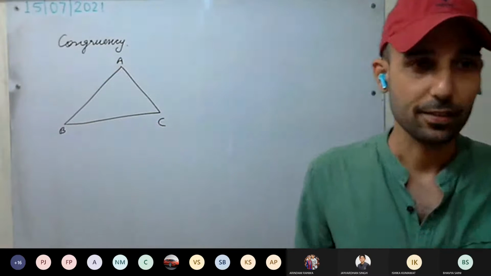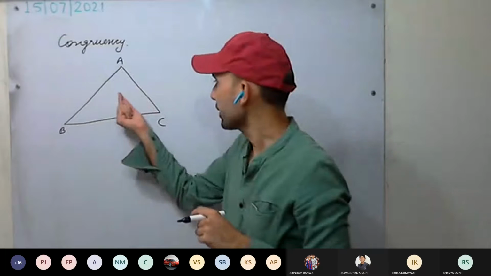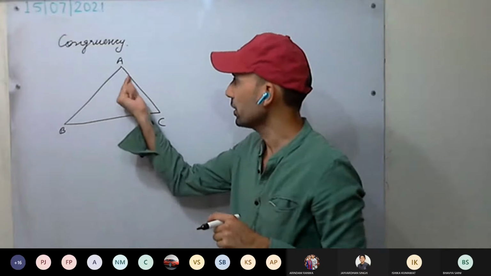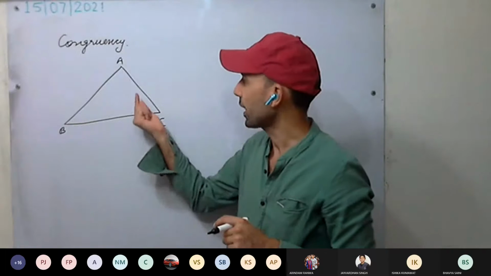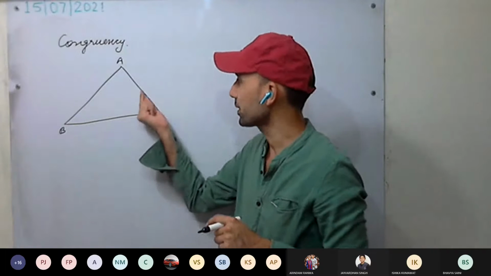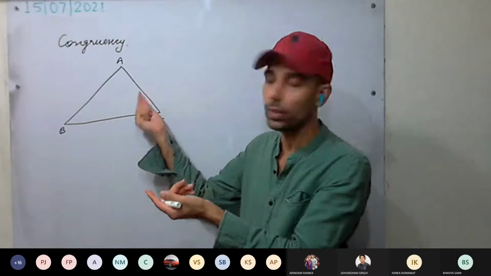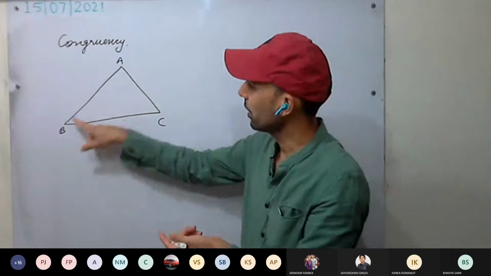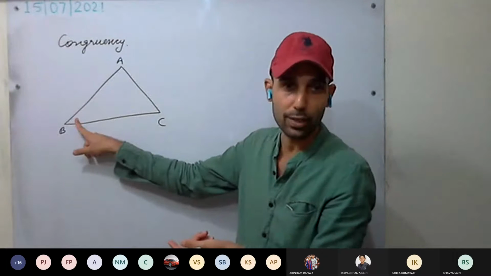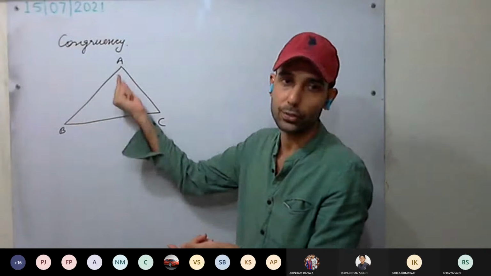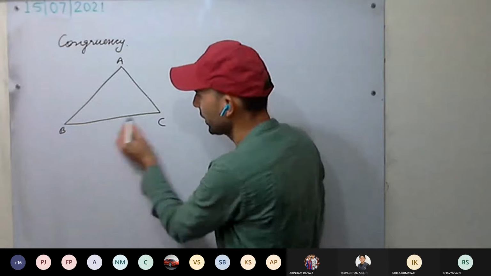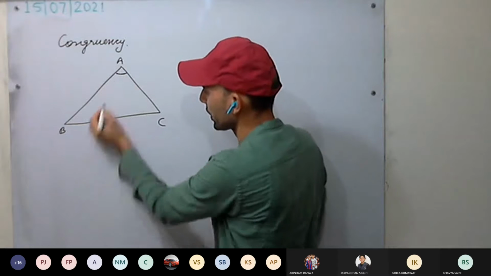A triangle has three angles, and the side opposite to the largest angle is largest, and the side opposite to the smallest angle is smallest. Conversely, it is true as well. The smallest side has the smallest angle opposite to it, and the largest side has the largest angle opposite to it. Yes or no?